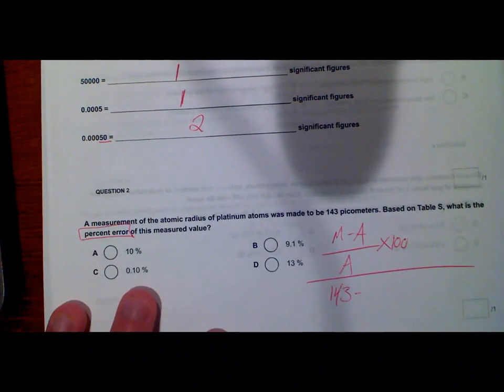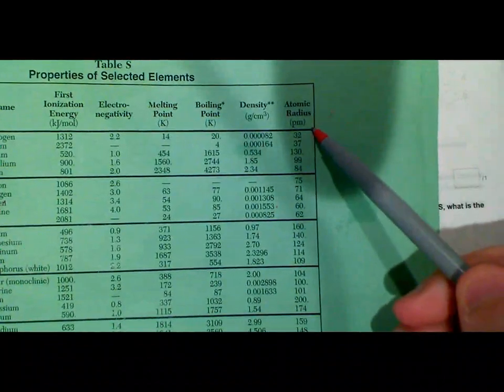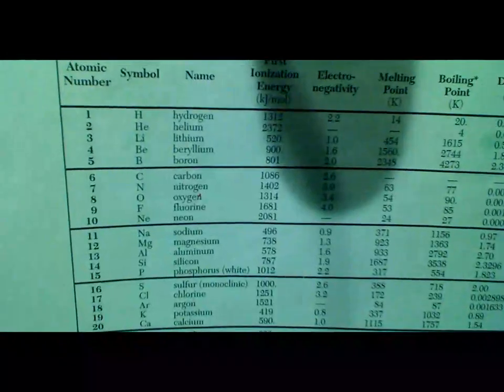We need to go to Table S and find what the actual number is. So I'm going to find the atomic radius of, let's say, platinum. So I'm going to find the element platinum. Atomic radius is all the way on the right side here. I'm going to look for platinum. Let's see where platinum is. Platinum should be on page 2, I believe. And where's platinum? Right there.